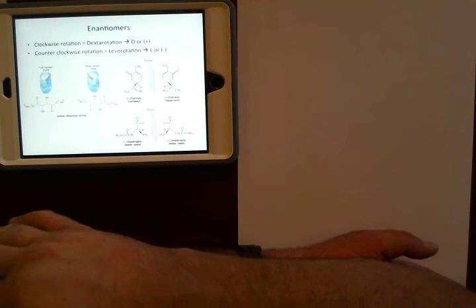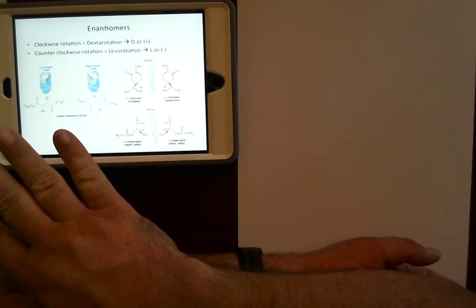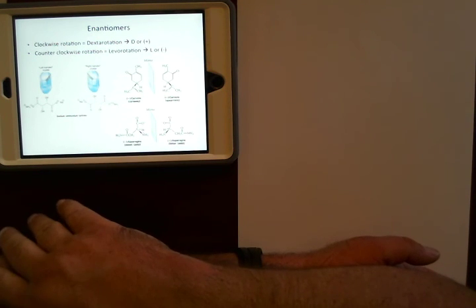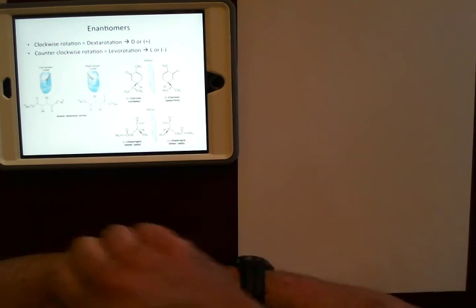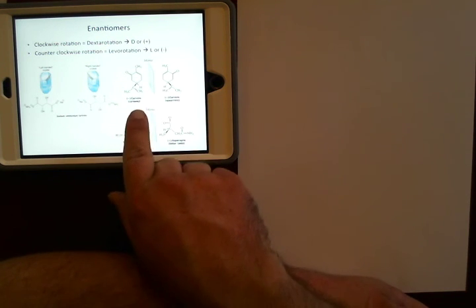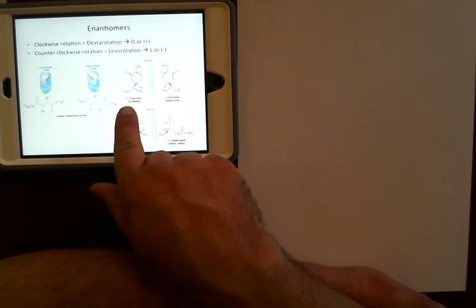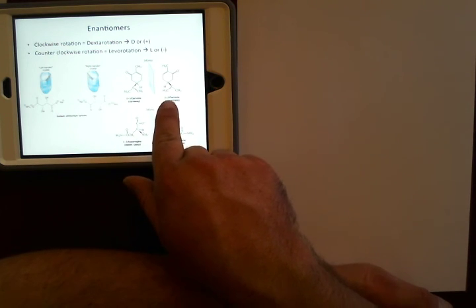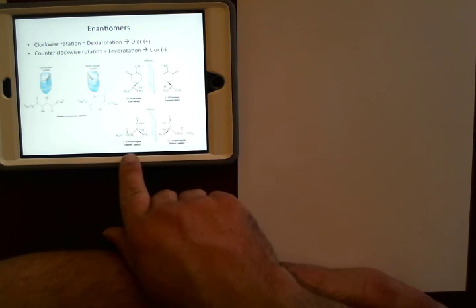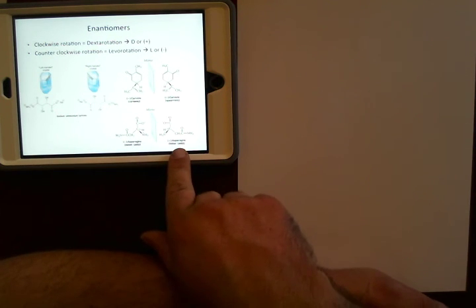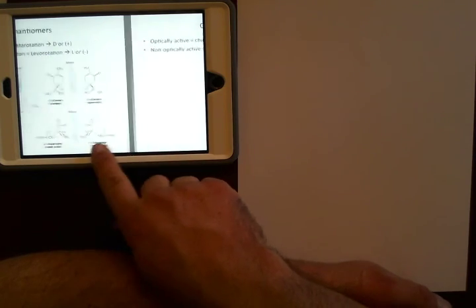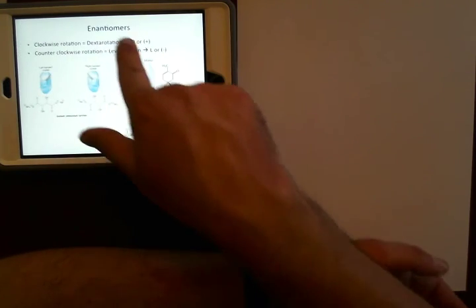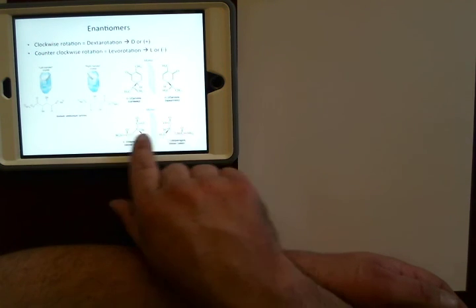Rotate the light. Now he didn't know why, but he was able to show that. And so you see this when we talked about carvone and asparagine. The L version is like caraway, the plus tastes like peppermint, for carvone. And the negative is a sweet taste of asparagine, but the positive, the clockwise rotating version, has a bitter taste. You need to know that, but not necessarily know this.